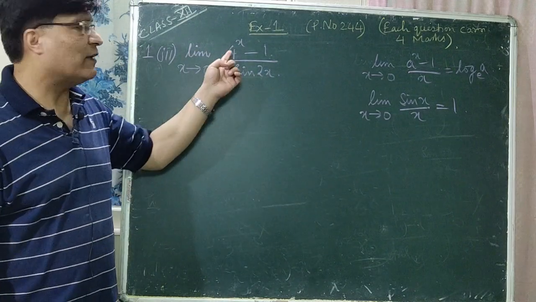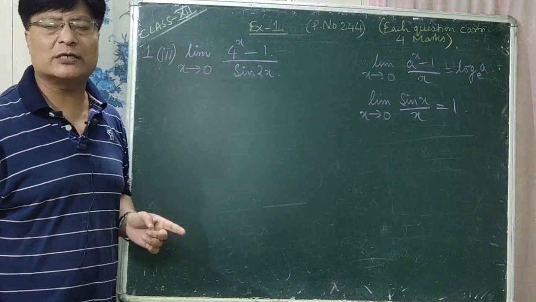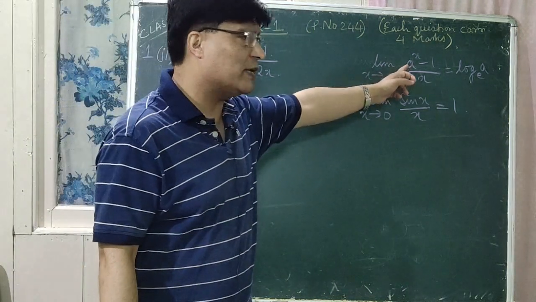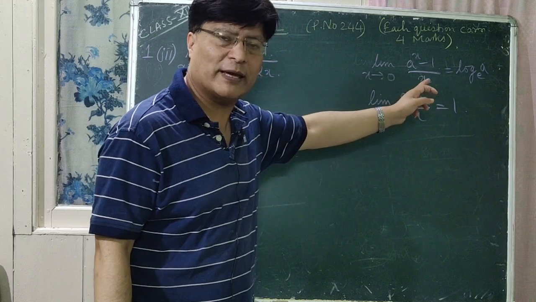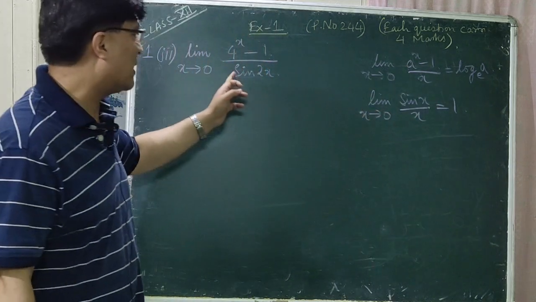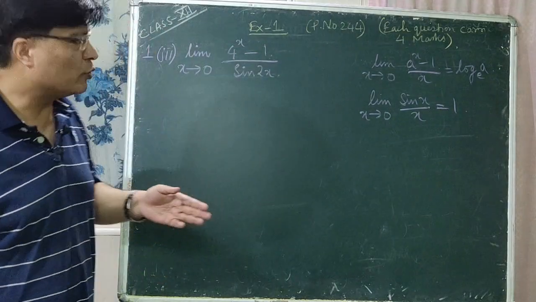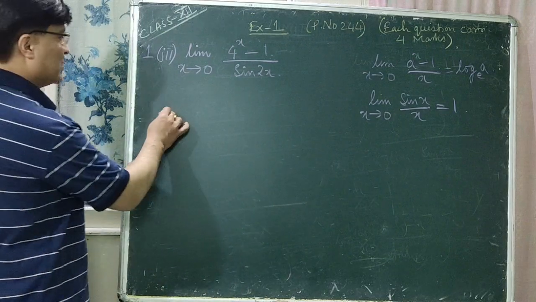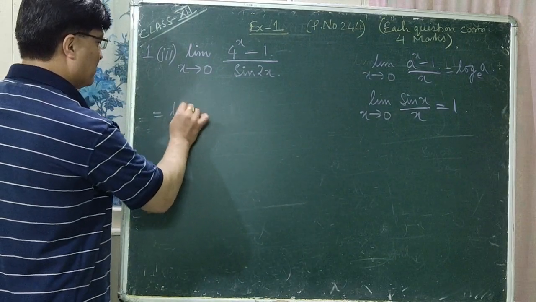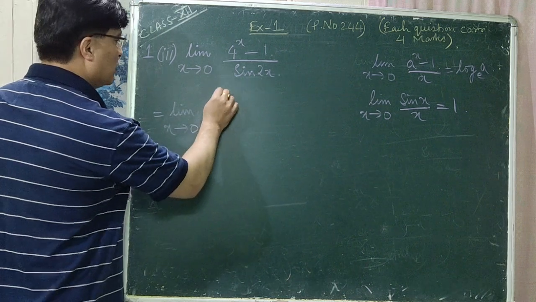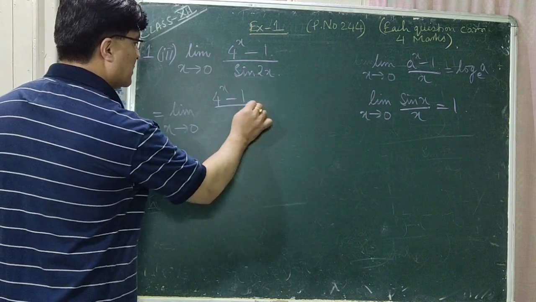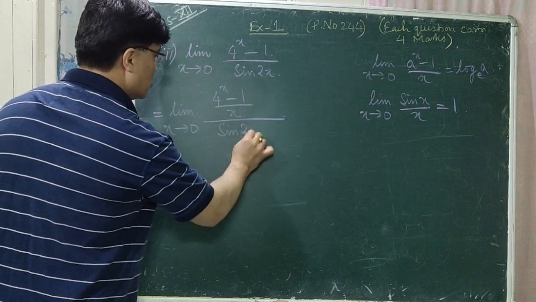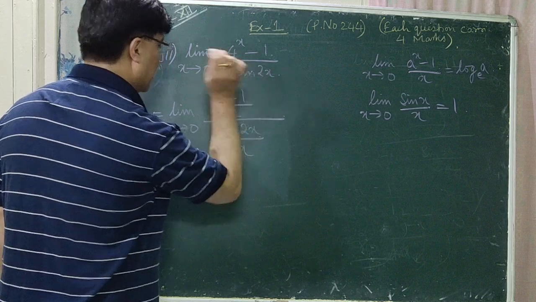Now you should divide both the numerator and the denominator by x here, because you should have a to the power x minus 1 whole divided by x form, and in the denominator also you should have sine 2x divided by x form. So you should divide both the numerator and the denominator by x in this case. So this is equal to limit x tends to 0, 4 to the power x minus 1 divided by x, divided by sine 2x divided by x.